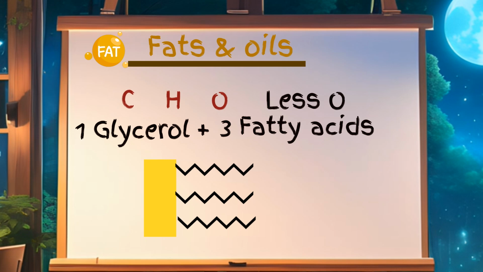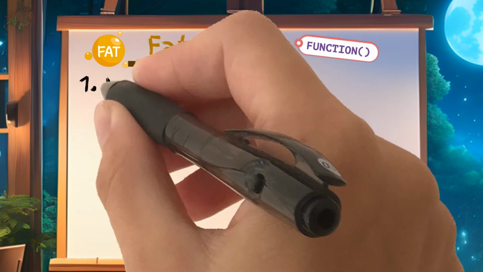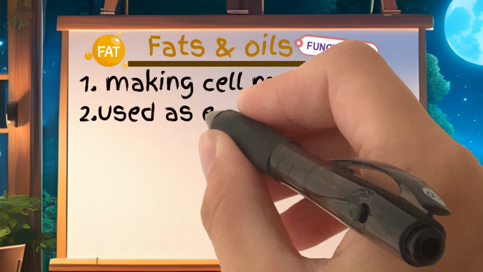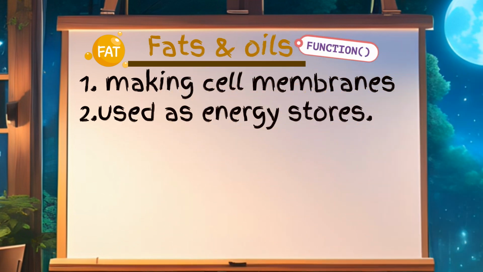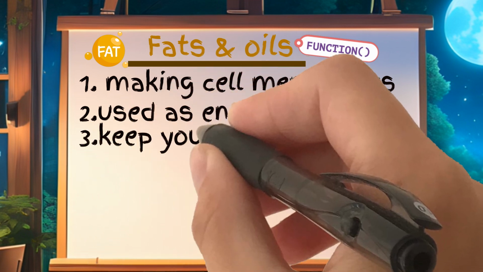Now what do fats do? Let's count. Number 1. Fats are important for making cell membranes. Number 2. They are used as energy stores. Think of them as long-term energy banks. They store more energy per gram than carbohydrates. So when your body needs to go into energy-saving mode, it burns fat. Number 3. They keep your body warm.